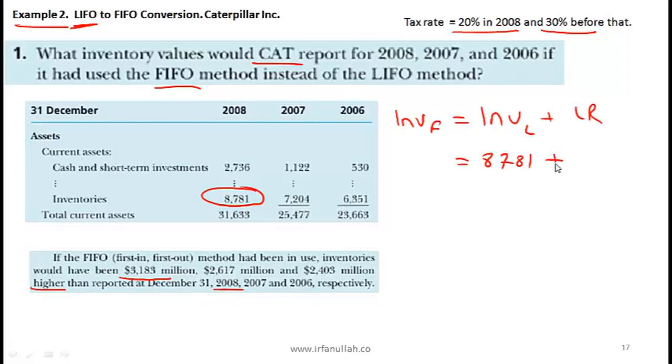So what's the LIFO reserve? It is plus 3183. Okay, so you do the math and that will give you your FIFO inventory. So that's fairly straightforward, just a plug and play based on the formula that you now know. Okay, what do you think they will ask you next?